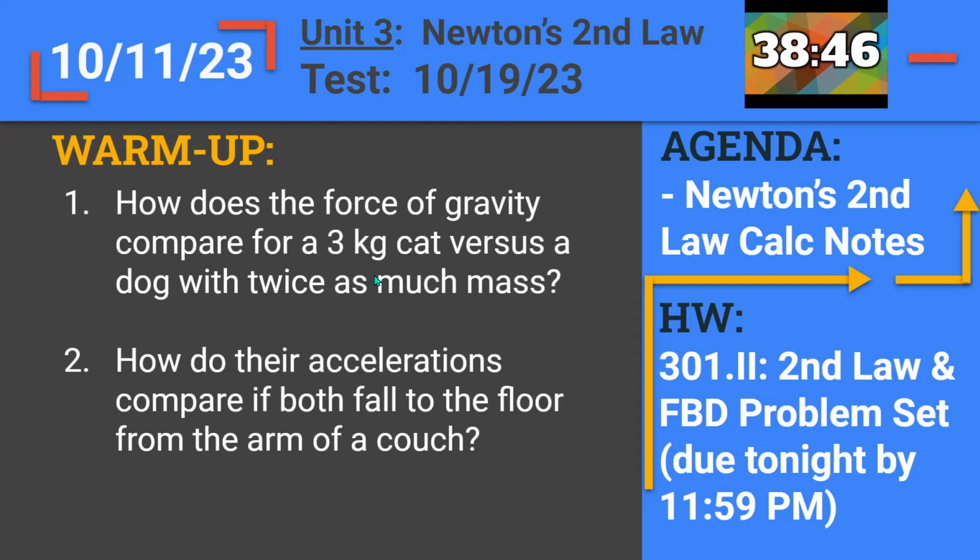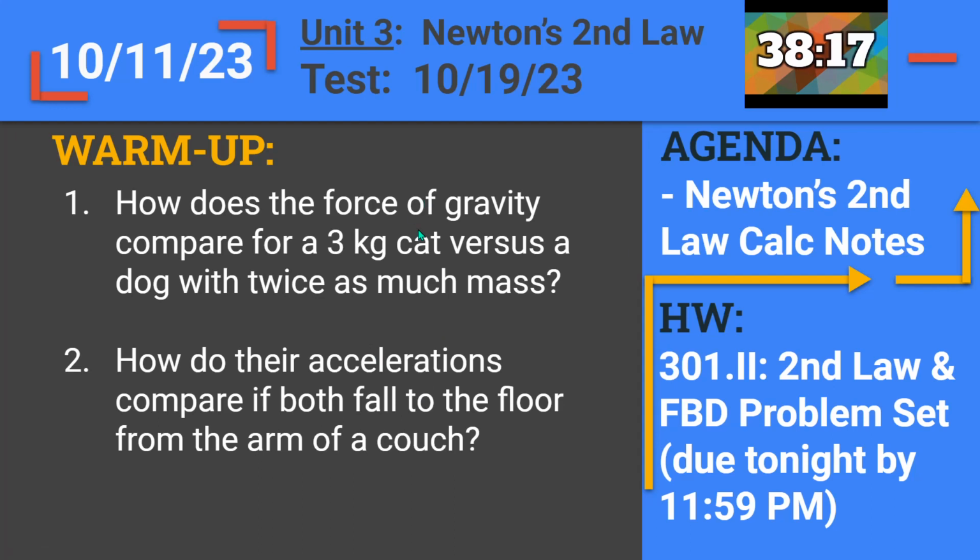The second one says, how do their accelerations compare if both fall to the floor from the arm of a couch? Is it equal? They are equal, yes. Okay, they would be equal. Again, this is last unit. Their accelerations will both be negative 9.8 meters per second every second, or negative 9.8 meters per second squared. Okay, that is free fall. So again, please make sure that you have those answers, and we're bringing in stuff from last unit as well.